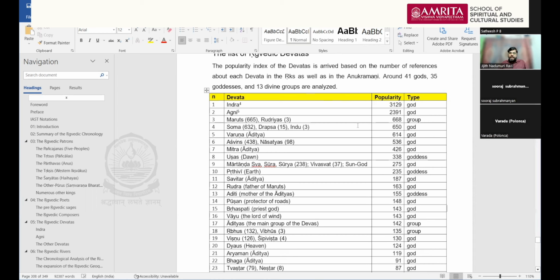And after Indra, the most discussed devata is Agni. So Indra and Agni, you see the differences. You can see more than 3,000 times Indra is referred, and Agni is referred a little more than 2,000 times. So Indra and Agni are the dominant devatas of the Ṛgveda.